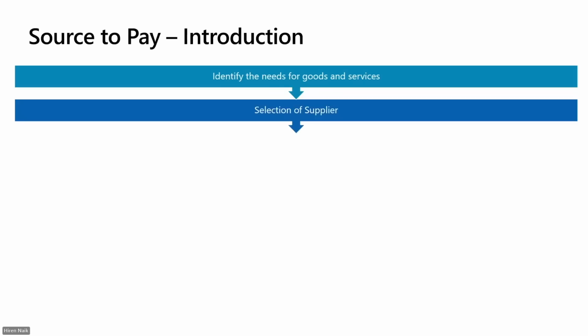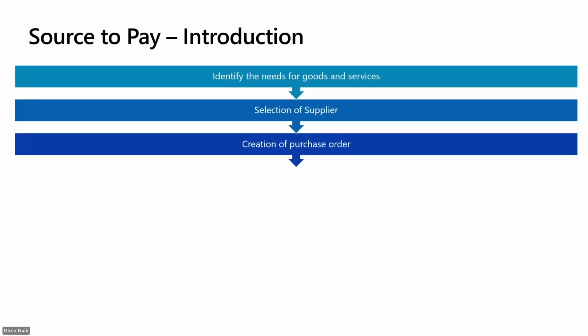Supplier selection. The procurement team evaluates potential suppliers and selects the one that meets the requirements. Purchase order creation. A purchase order is created and sent to the supplier. It specifies the goods or services required, the price, delivery date, and other terms and conditions.